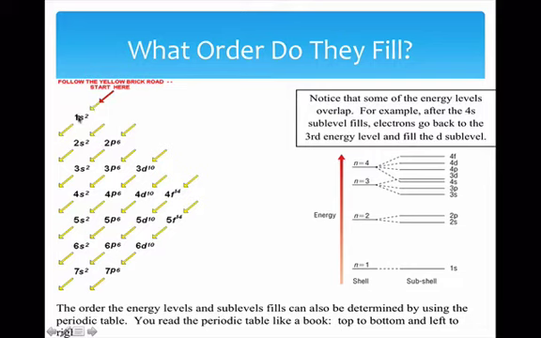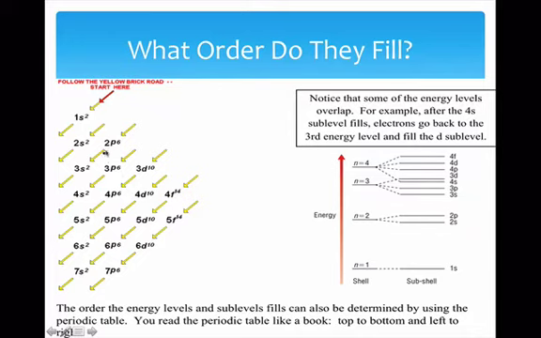They always will fill the first energy level's S first. Then they'll go to the second energy level and its S. And then you'll fill the second energy level and its P's. And you can follow this diagram right here, which is on your handout, and it'll tell you exactly the order that it fills in.